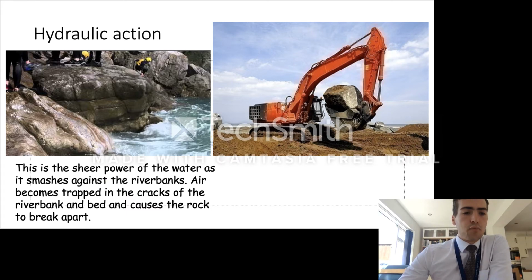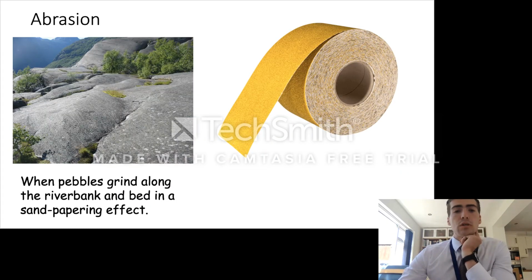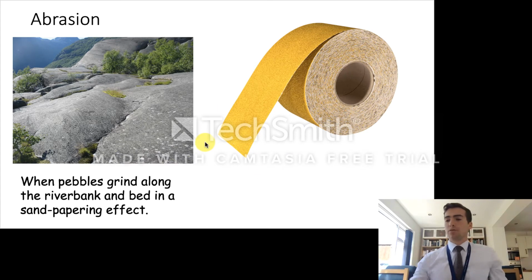Right, the next one, abrasion. Abrasion is when pebbles grind along the riverbank and bed in a sandpapering effect. I've got a picture of some sandpaper there. So it's basically the rocks. I've got some rocks here from my garden.